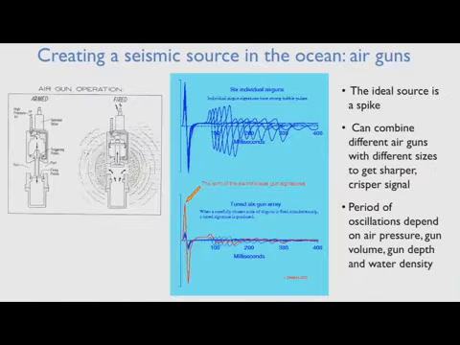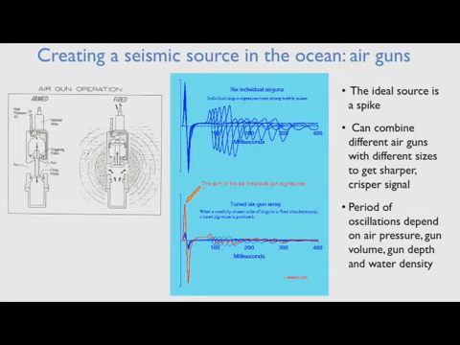So for the air guns, we'll start with the sources. So in the sea, we use air guns. And so in this way, we deliver compressed air to this air gun. Sounds so violent. And basically you fire the air gun and it sort of blows this bubble that collapses. And that's what makes your sound source.